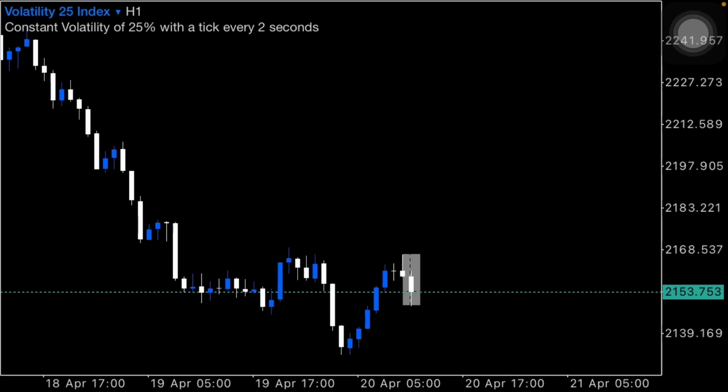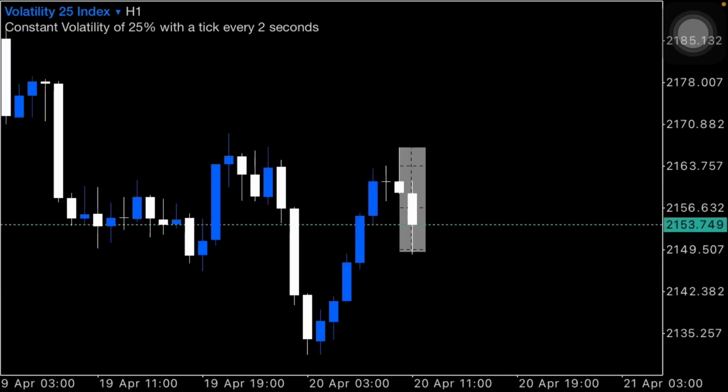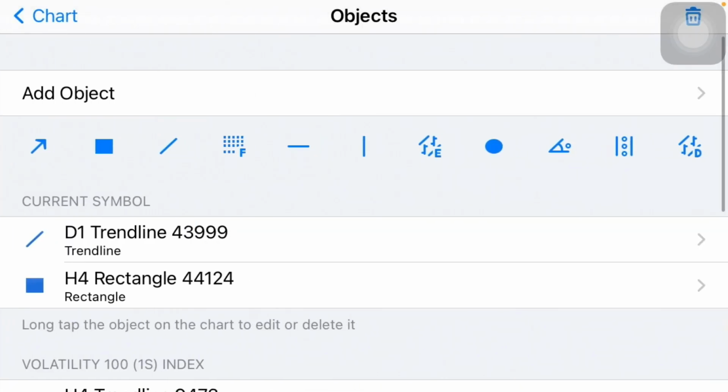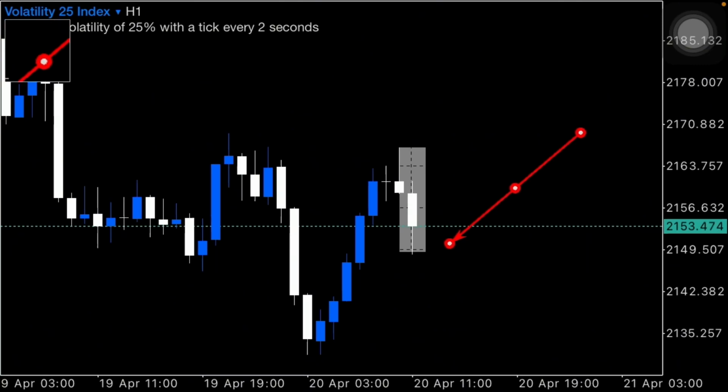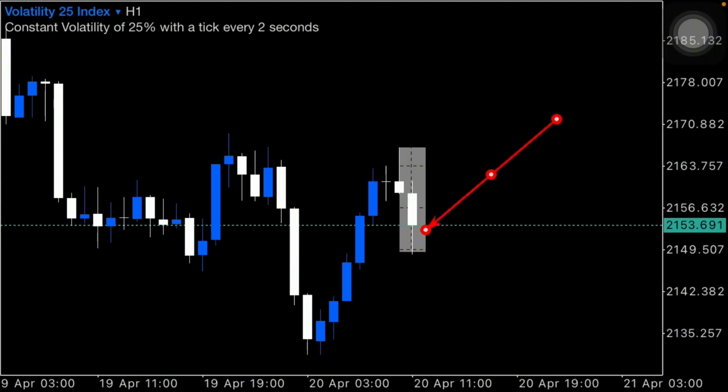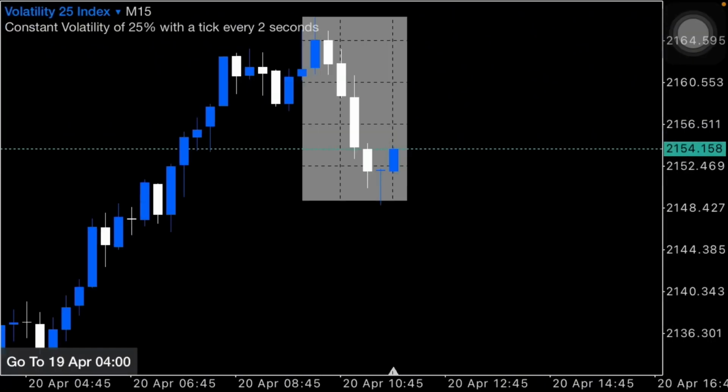Perfect. So what we're going to do again is scale down to the lower time frame to see if there is an order block appearing in this leg, and we are going to use Fibonacci retracement as well. So I'm going to go to 15 minutes.